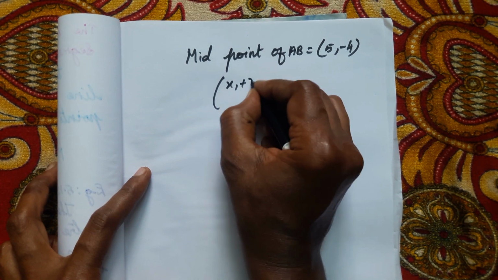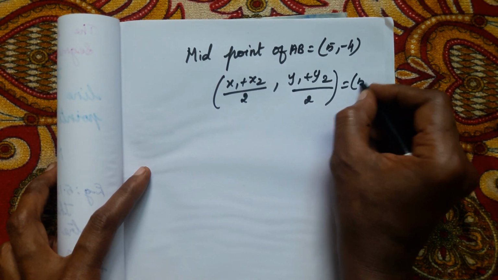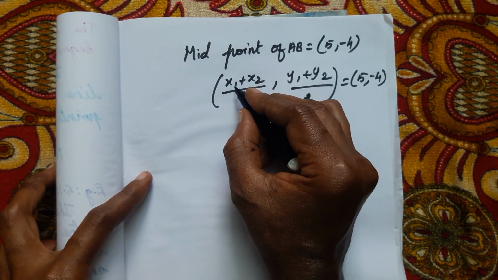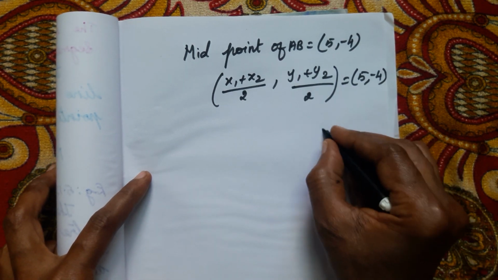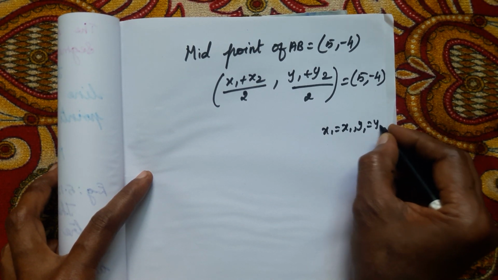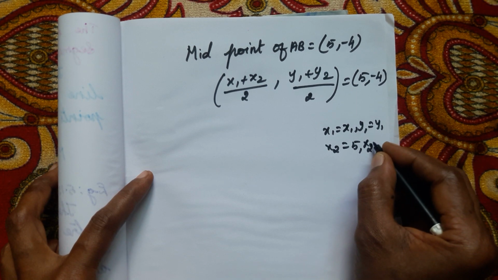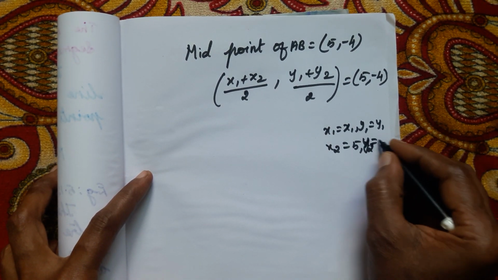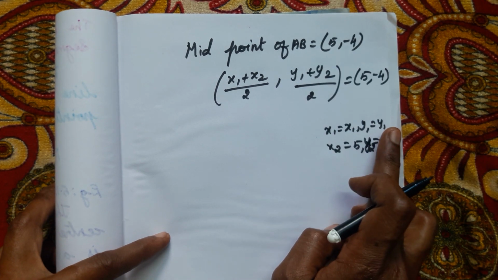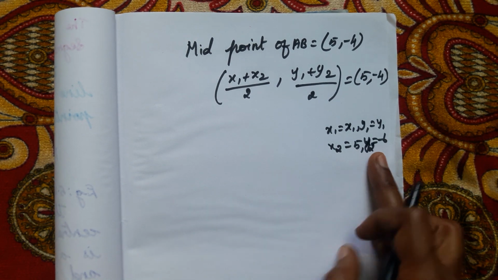The midpoint formula is (x1 plus x2 by 2, y1 plus y2 by 2) equal to (3, minus 4). Here, x1 stays x1 and y1 stays y1, because A is the point (x1, y1). For B, the point is (5, minus 6), so x2 is equal to 5 and y2 is equal to minus 6.